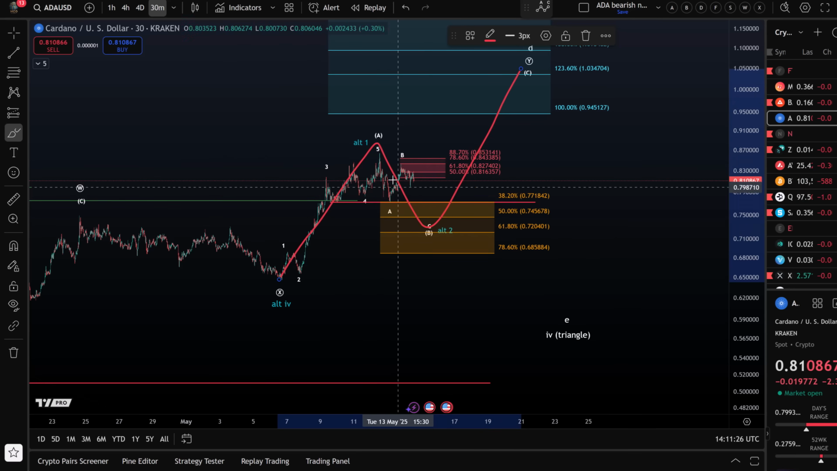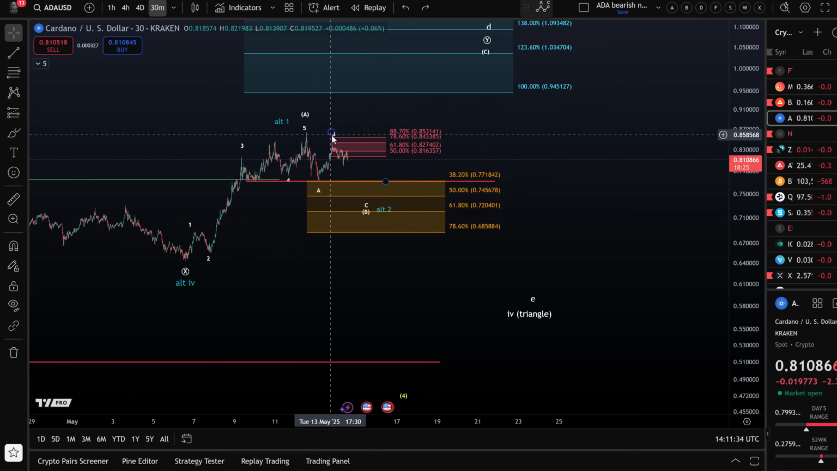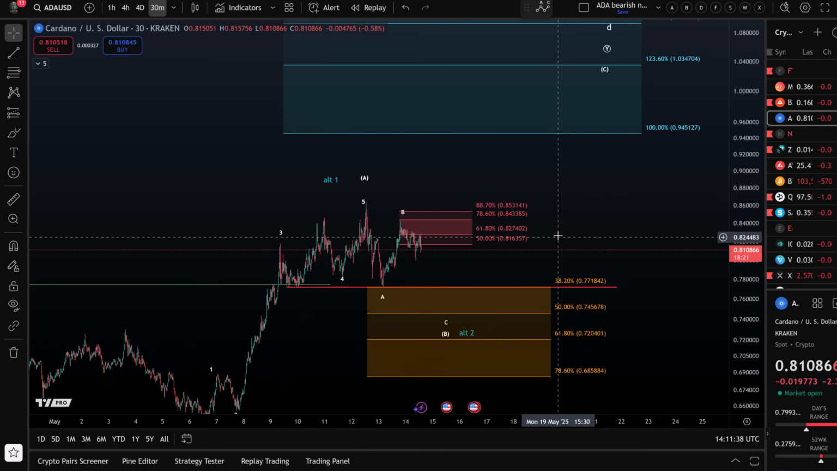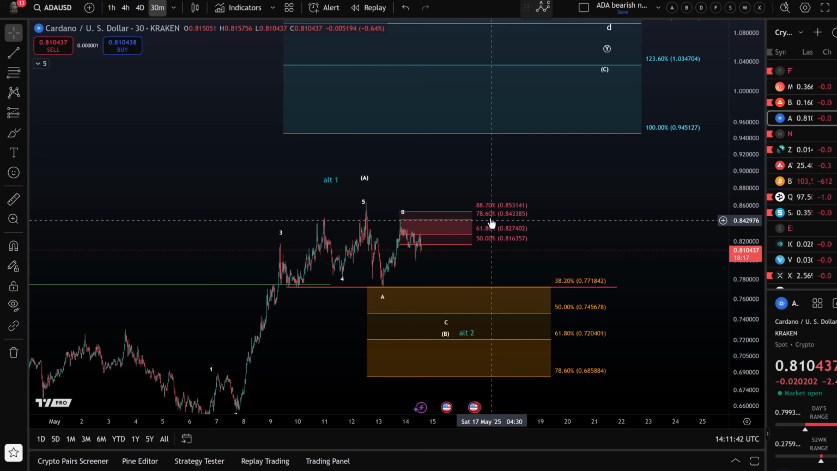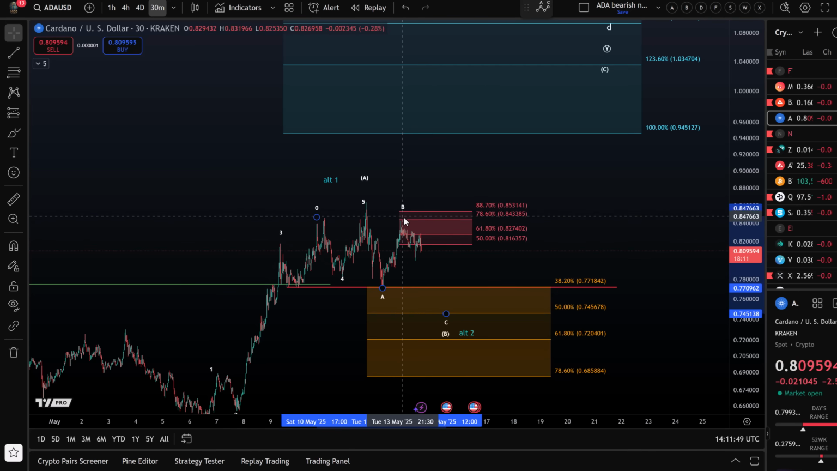So the B wave itself would be an A, B, C structure, and the internal B wave might have topped here. Yesterday, I shared with you Fibonacci resistance, and the Fibonacci resistance area has been respected so far. It's between 81.6 cents and 85.3 cents. This is standard, you could say a standard retracement area for a B wave.